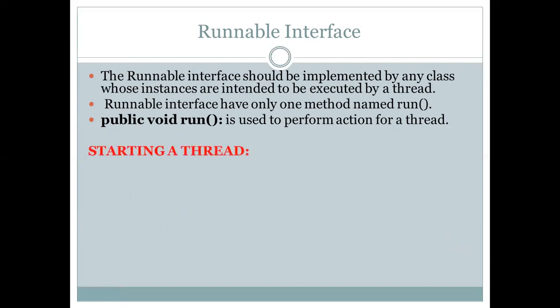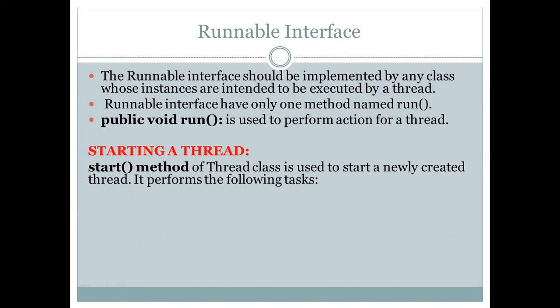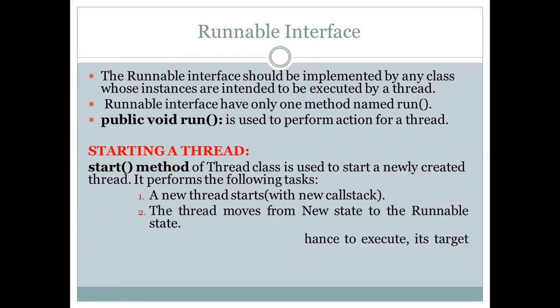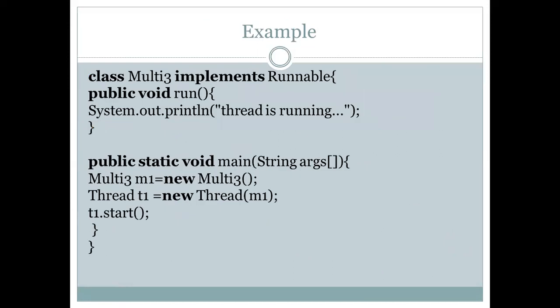Now let's see how a thread has to be started. As already mentioned, to start a thread you have to invoke the start method. The start method will perform the following tasks. A new thread will start. The thread will automatically move from the new state into the runnable state, and when the thread gets a chance to execute, the run method will be invoked and the action given within the run method will be executed. Now coming to an example where we create a thread by implementing the Runnable interface.